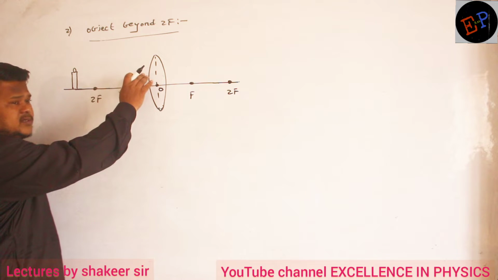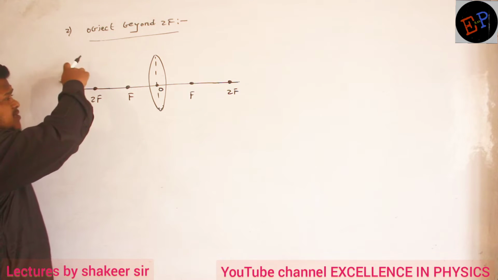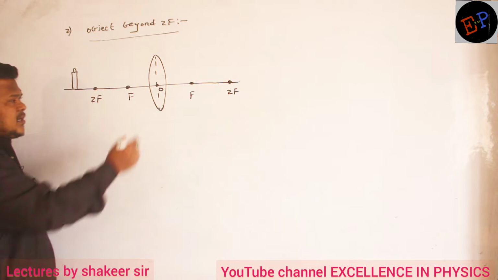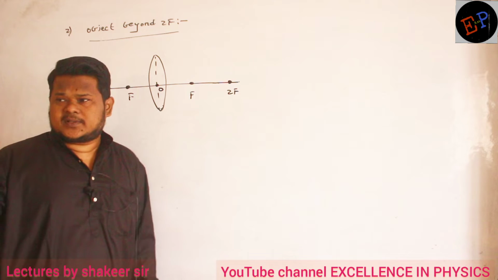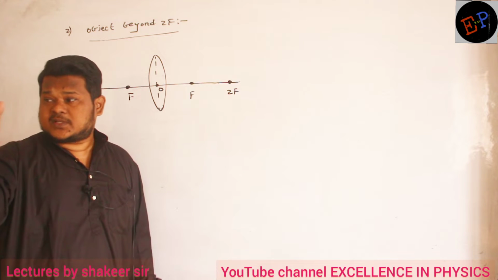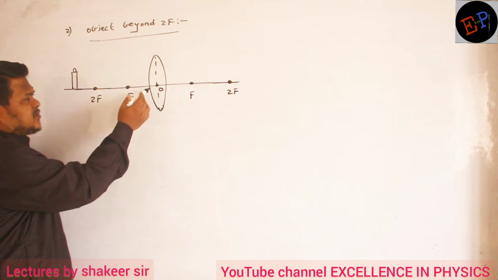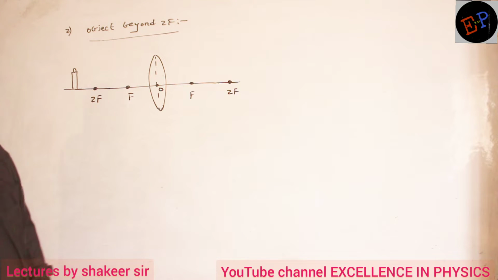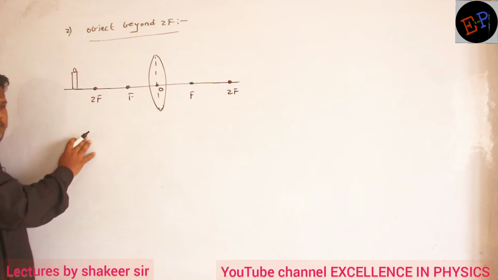Light passing parallel to the principal axis, after refraction passes through the focus. Light passing through the focus, after refraction passes parallel to the principal axis. Light passing through the optical center doesn't suffer any deviation. In the case of curved mirrors, light falling through the center of curvature was retracing the path. Here, light passing through the optical center passes undeviated. There will not be any deviation. So by using these representative rays, I will construct the diagram of image formation.